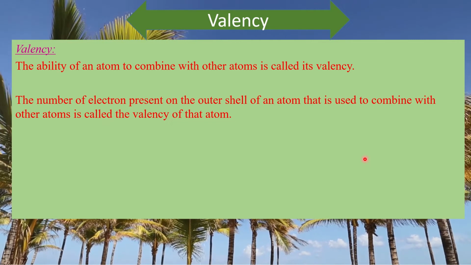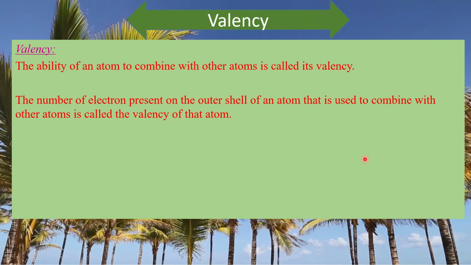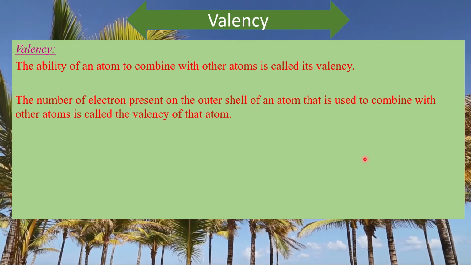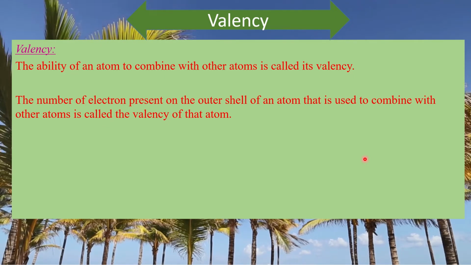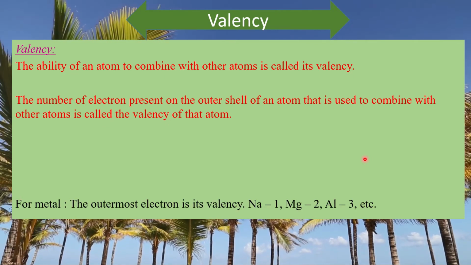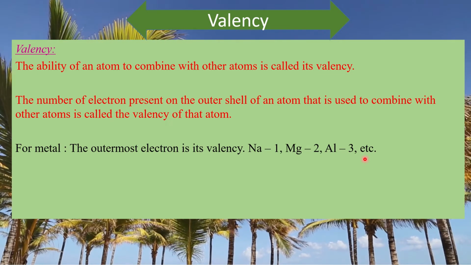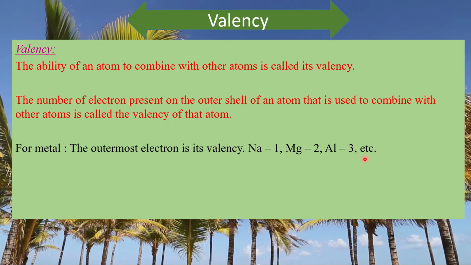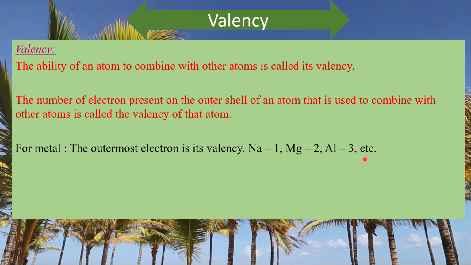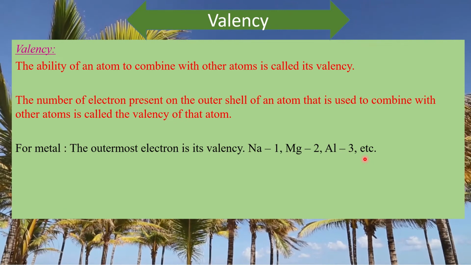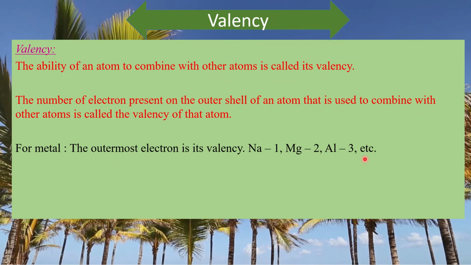It is not that chlorine has 7 electrons on its outer shell, so its valency is 7. No. The electron that is used to combine with other atom, this number of electron is the valency of this atom. And there is an easy calculation for counting valency. For metal, it is very easy. The outermost electron is its valency. Dear students, look, of course, there are some exceptions. But normally the number of electrons of the outermost shell of a metal is its valency.